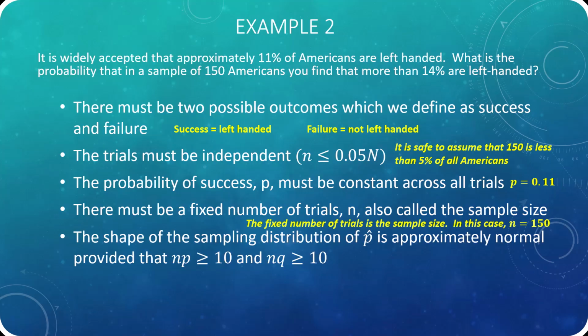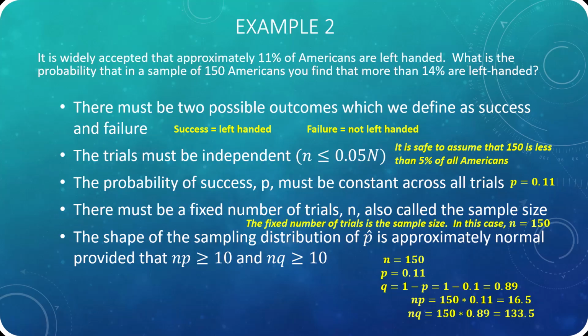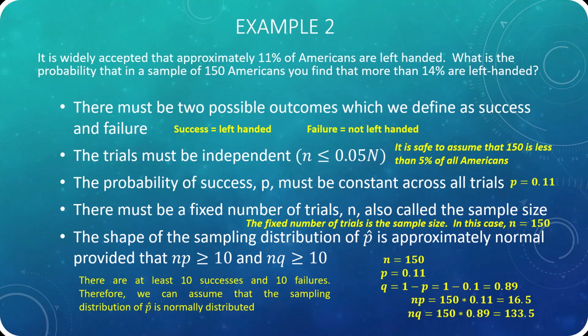So then we also have to worry about making sure that there is at least 10 successes and 10 failures. So remember, our sample size is 150. The population proportion is 11%. And so q is 1 minus p, or like the proportion of people who are right-handed or not left-handed. So that's 89%. So the number of people in this sample size who are expected to be left-handed is 16.5. So that's more than 10, right? So more than 10 successes and more than 10 failures. So we can assume that the sampling distribution of p hat will be normally distributed.